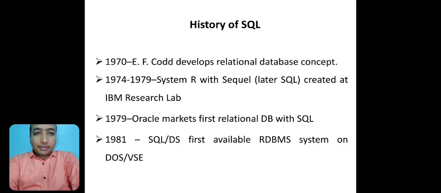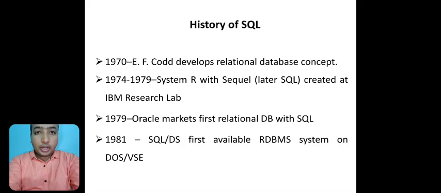Later, during 1979, Oracle markets the first relational database with SQL. Oracle is the company which is still the leading database vendor, working on mainframes. So they marketed the first relational database with SQL during 1979. I think you have heard about this company called Oracle.